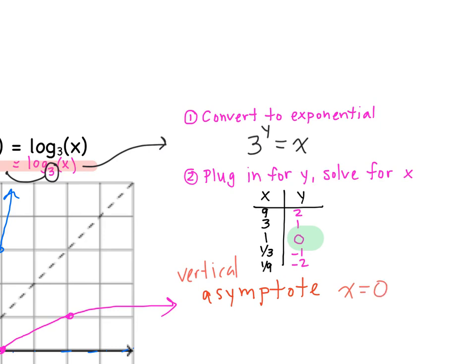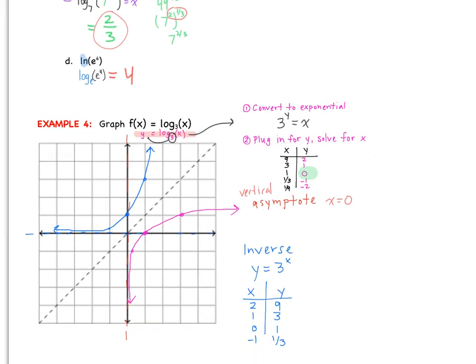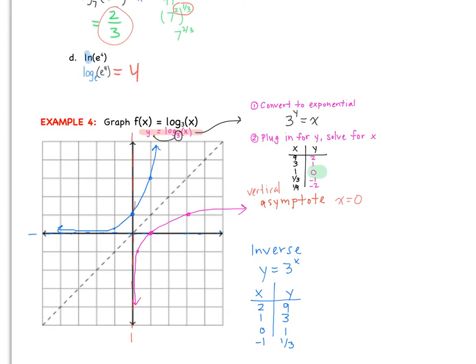So now we can go ahead and graph this. Now that's in pink, okay? I'll talk about this blue graph in just a second. So we have our vertical asymptote at x equals 0. We can go ahead and plot those points, and we should notice that we get this curve here, okay?